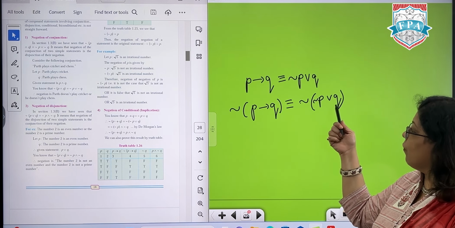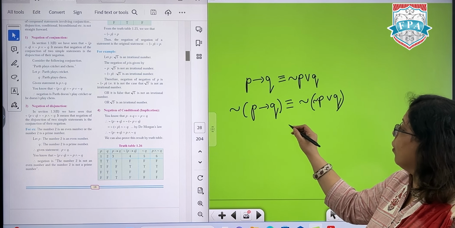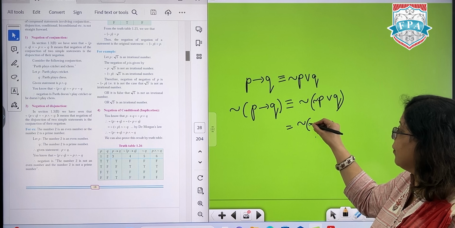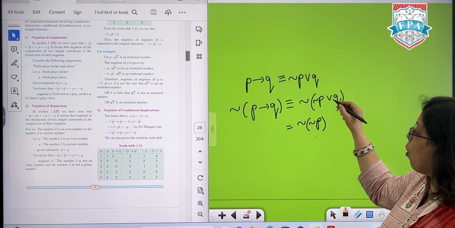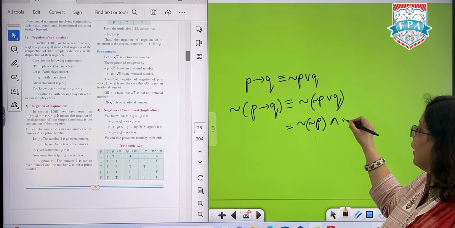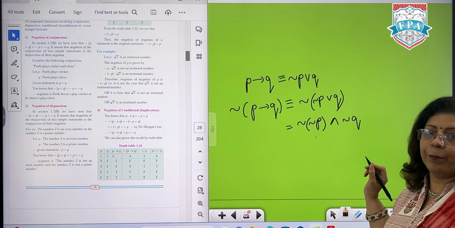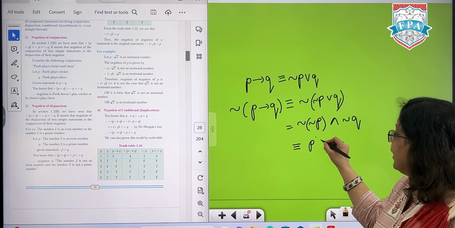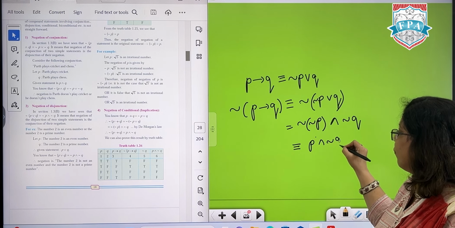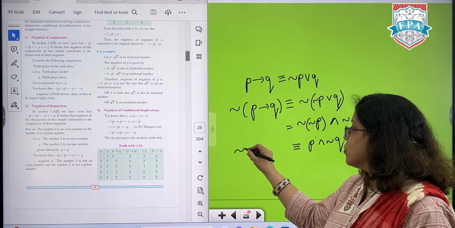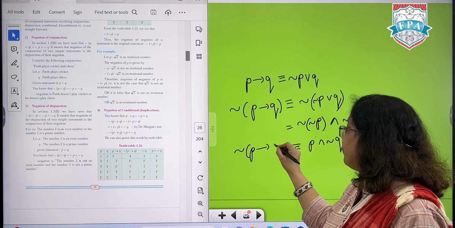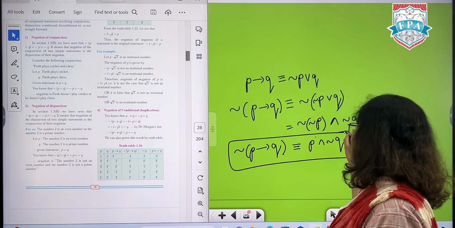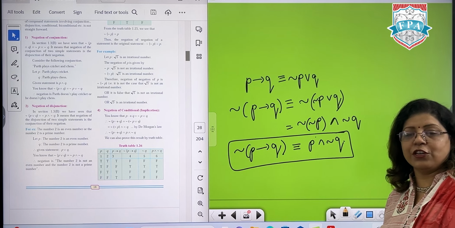So now again we are going to apply De Morgan's law. Negation of P will be your statement, and OR will get converted to AND, and negation of Q will come over here. So at the end, your final result will be P and negation of Q. So you can see negation of P to Q is actually coming as P and negation of Q.